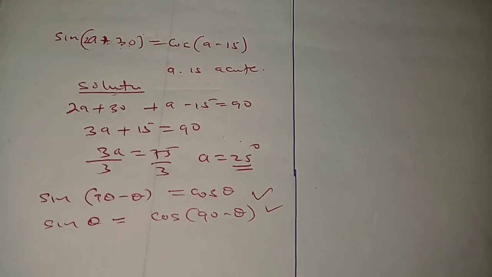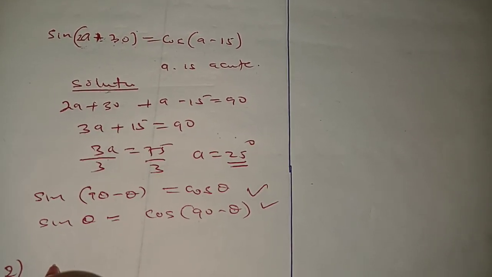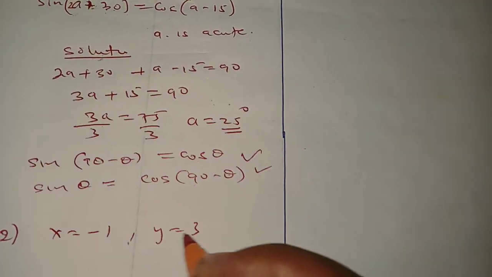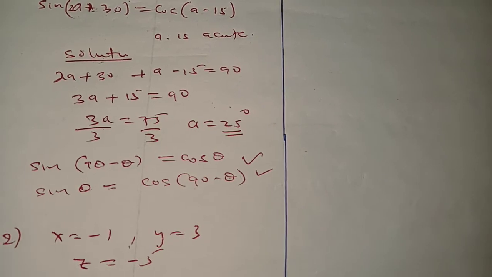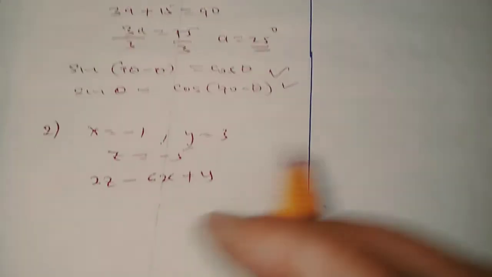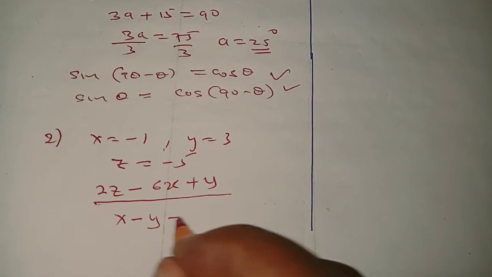That's number 2. You're given that x equals -1, y equals 3, z equals -5. Then you're told to simplify (2z - 6x + y) all over (x - y - z).